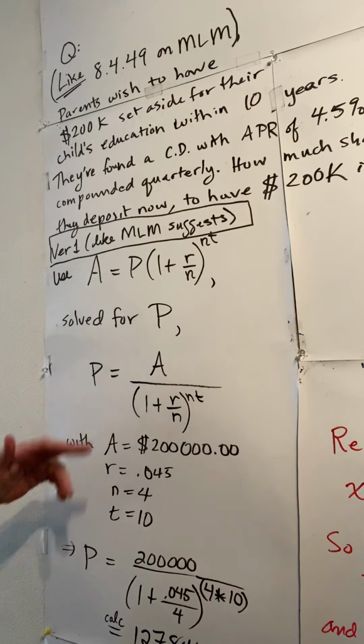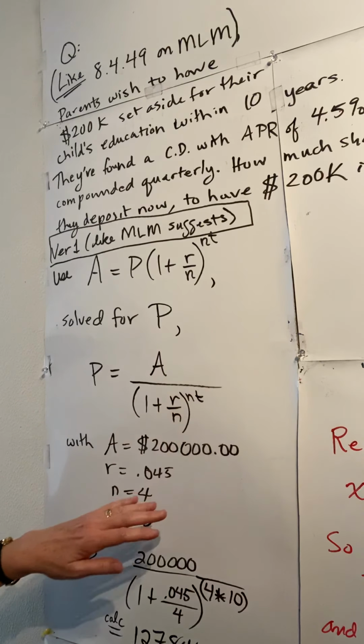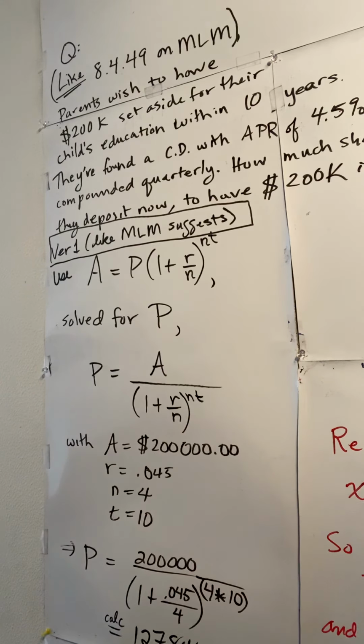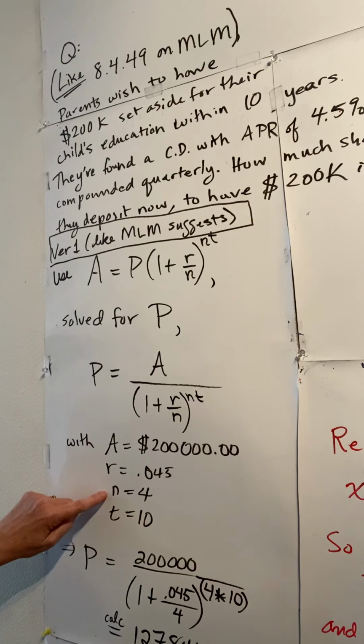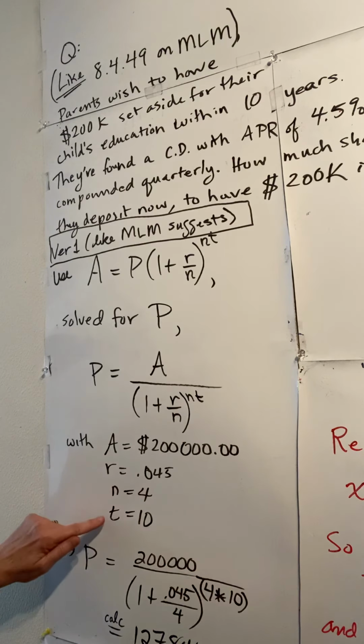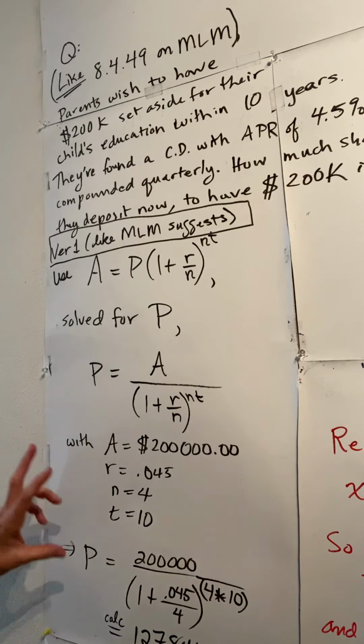So now you have a formula to use where you plug things in on the right-hand side and out comes the answer on the left, right? So the interest rate would be 0.045. Compounding quarterly means n is equal to 4. Doing this for 10 years. So you plug those in, okay?